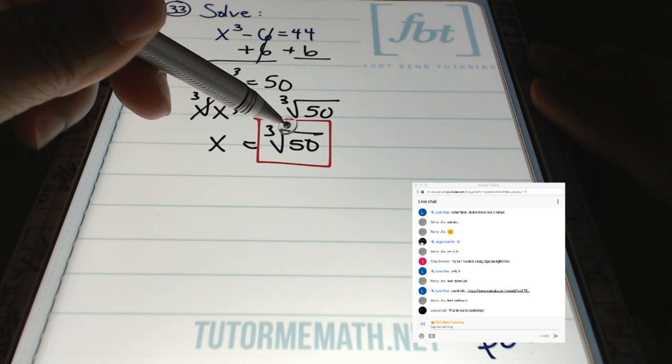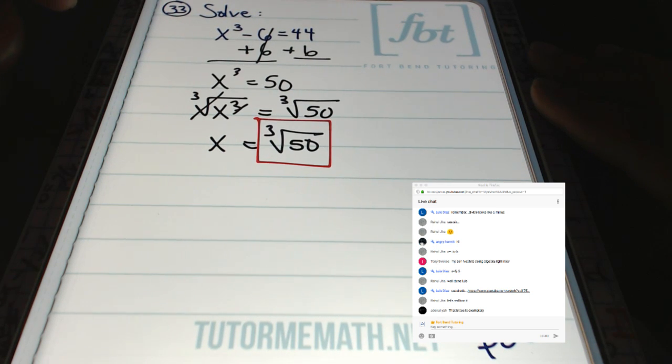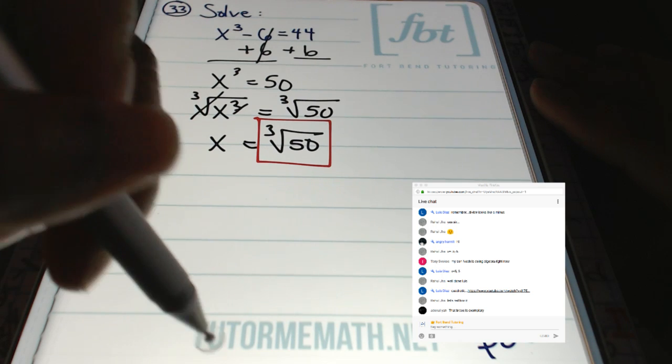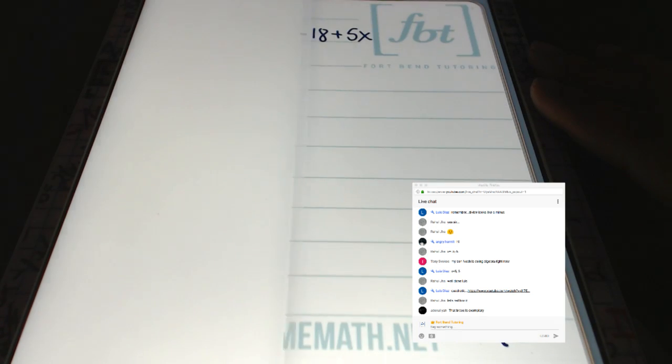Can't do anything else to this problem, guys. Because 50 doesn't have a factor that's a perfect cube. You can't simplify this any further. We're going to put it in a red box and keep it moving.